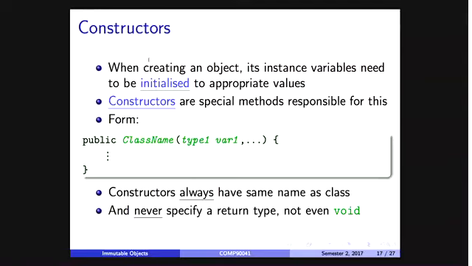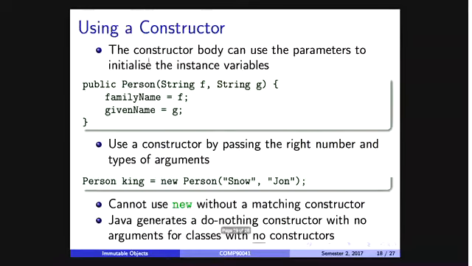So when you say new Person, open paren, first name, surname, that will execute this. Well, first, as I said, it will allocate the memory, and then it will invoke this method, Person, and have those two parameters.